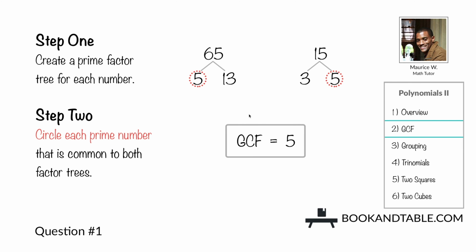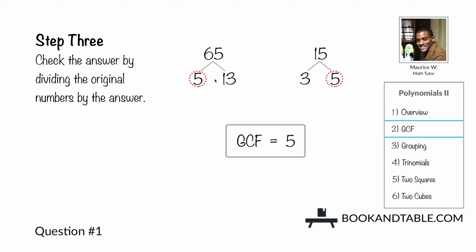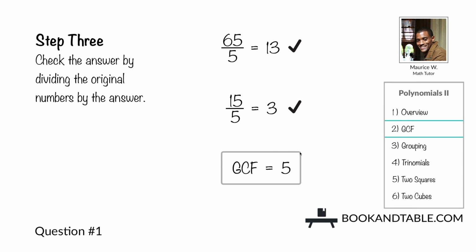Now that we've done that, we are done. Normally we would multiply the numbers that are circled in the prime factor tree, but we just have one number circled in each, so that is our greatest common factor. And we can check this answer by dividing the original numbers, 65 and 15, by the answer, 5, to make sure that we get an integer value. 65 divided by 5 is equal to 13. 15 divided by 5 is equal to 3, thus confirming that our greatest common factor of 65 and 15 is equal to 5.